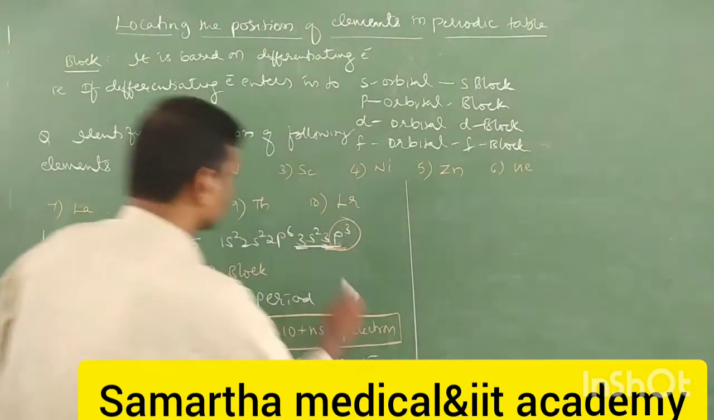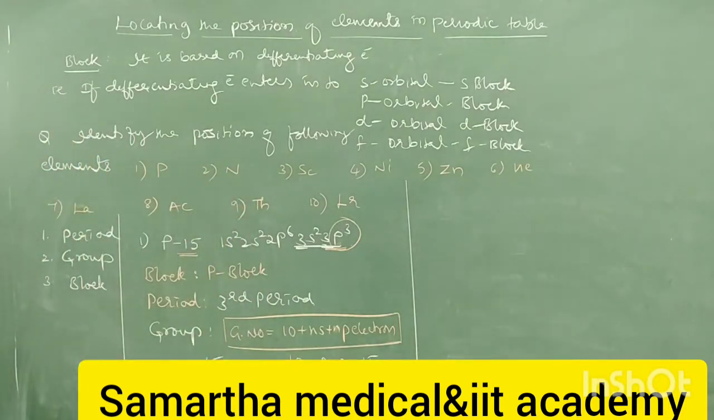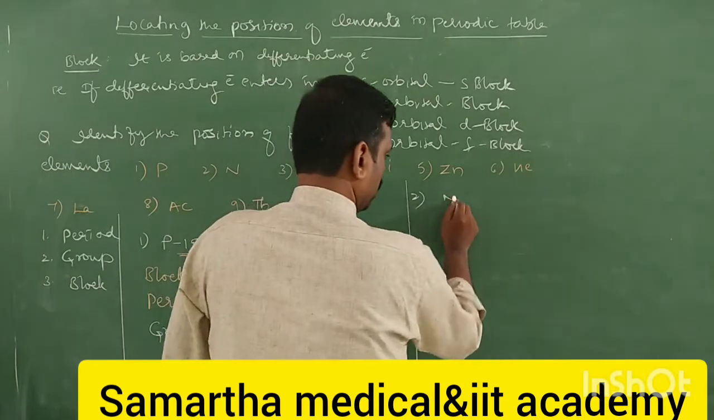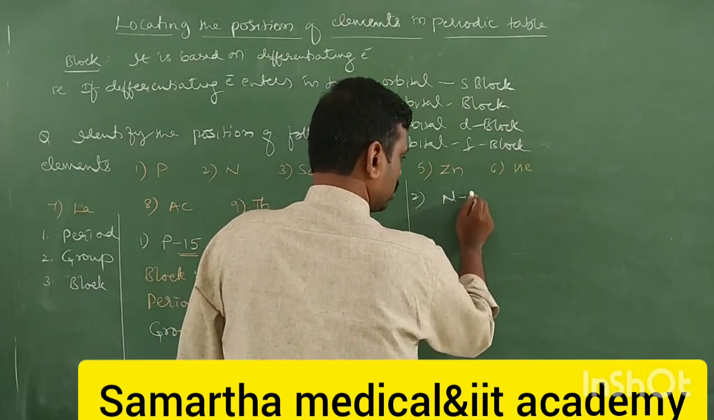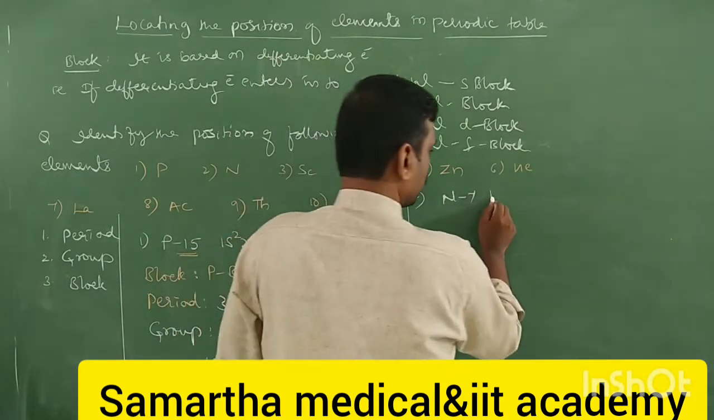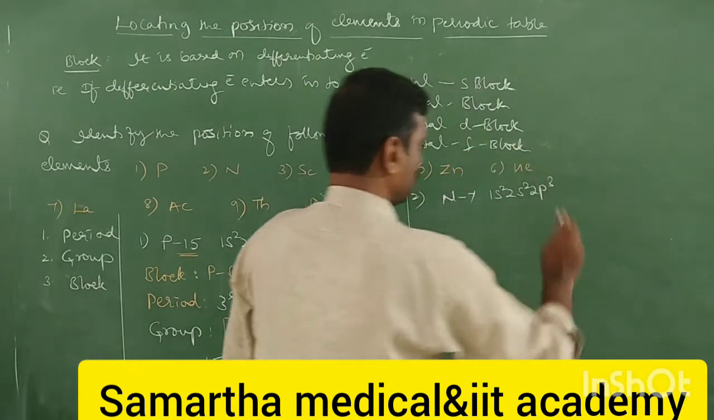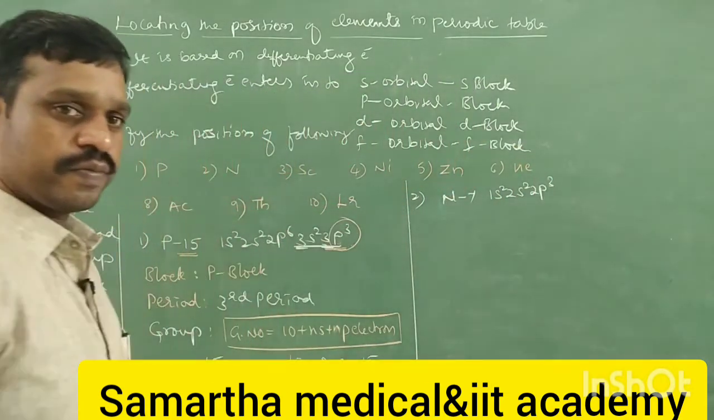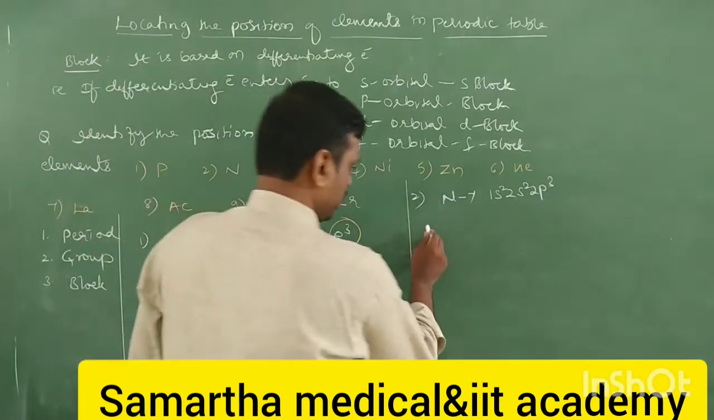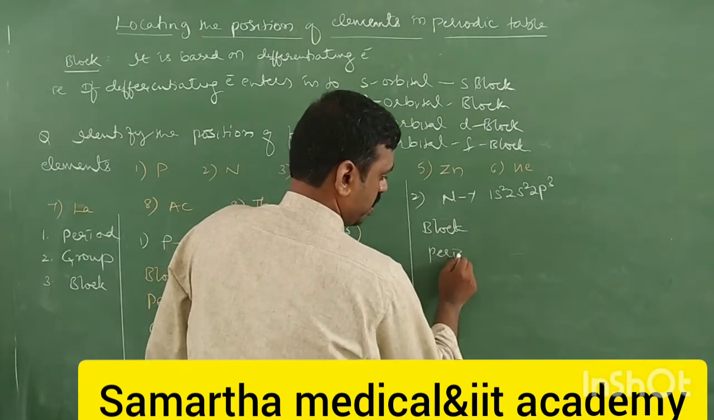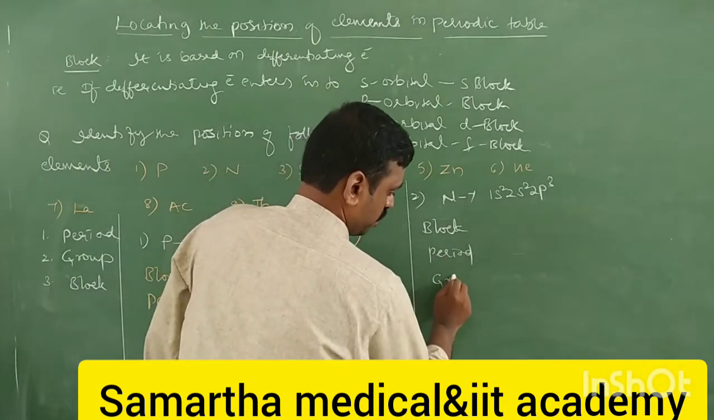Similarly, nitrogen. Write the atomic number of nitrogen, that is 7. Its electronic configuration is 1s2, 2s2, 2p3. Come on, tell me what is the block, period and group.